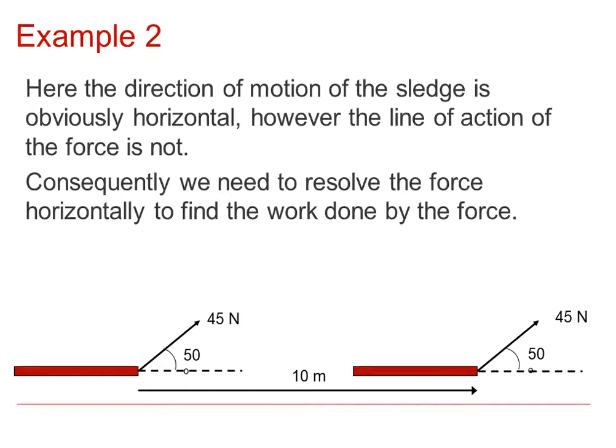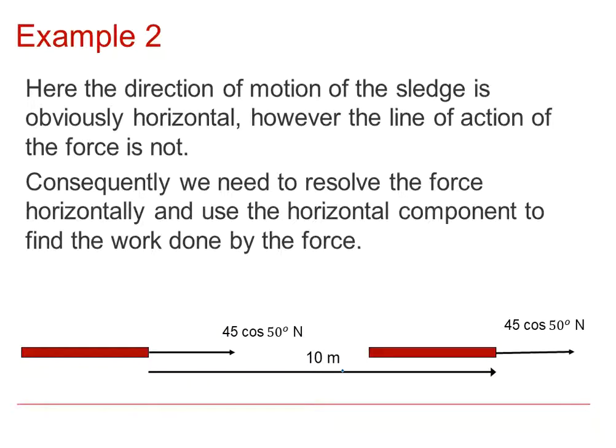Here the direction of motion of the sledge is obviously horizontal. However, the line of action of the force is not. Therefore, we need to resolve the force horizontally to find the work done by the force. So here we'd be interested in the horizontal component of that force. If we imagined a little right angle triangle and looking for this adjacent side, we'd be using cos 50. So I think that component is 45 cos 50 degrees.